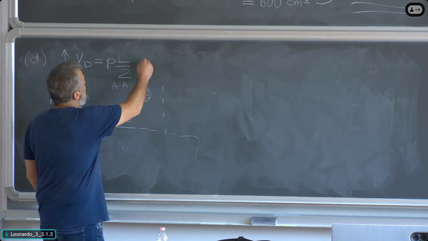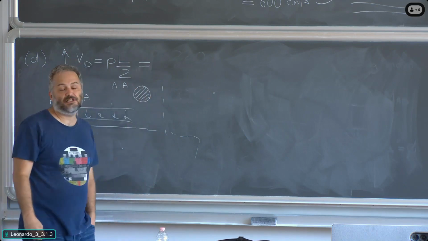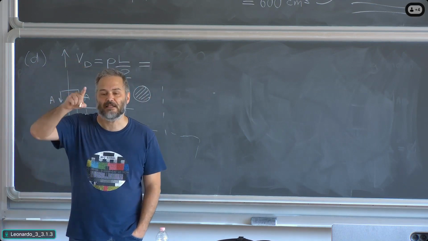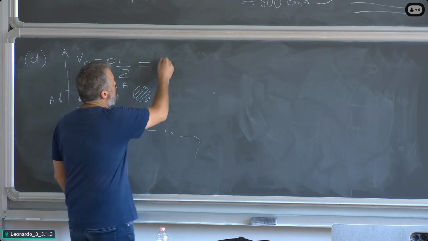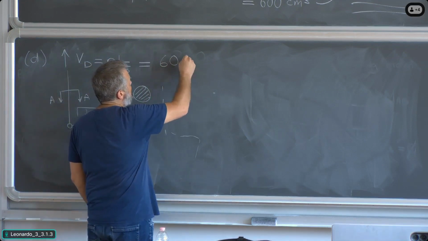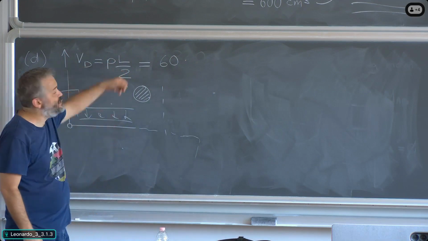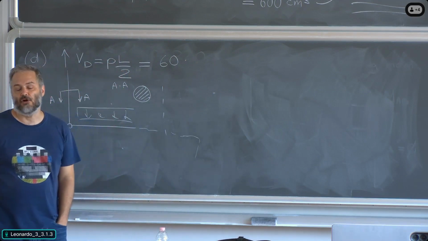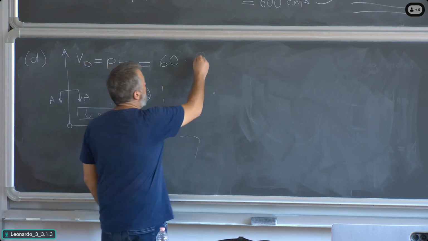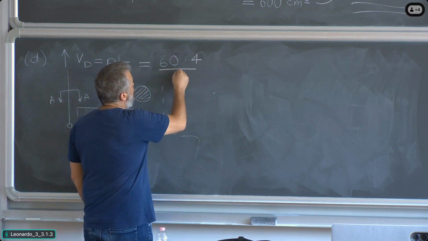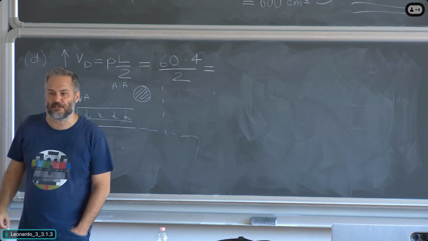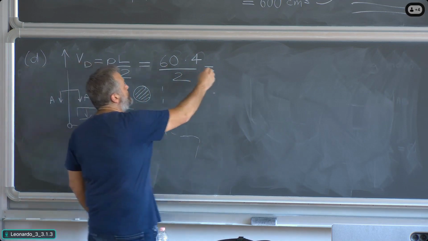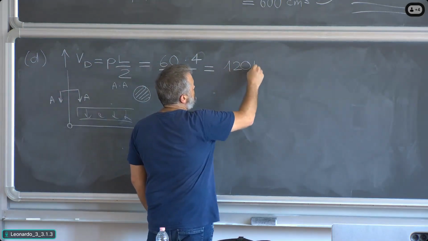So VD equal to PL divided by 2. What is P? We know at ultimate limit states, we just saw it for beam BC, it's 60 kilonewton over meter times the L. What is the length? We already saw it many times, it's 4 meters. And then divided by 2. 60 times 4 is 240. Divided by 2 is 120 kilonewtons.